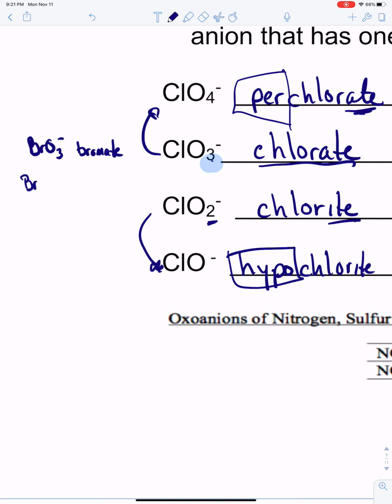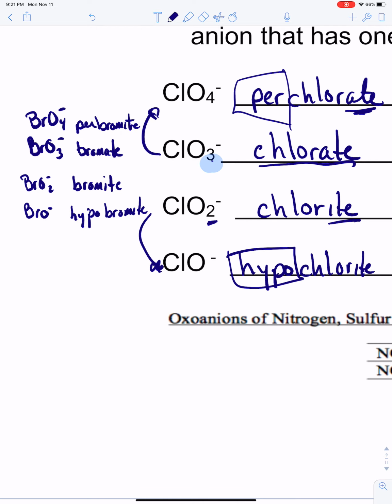So we can go through and do the entire oxoanion series. BrO2 minus would be bromite. BrO minus 1 would be hypobromite. And then we still have one more possibility. BrO4 minus 1 would be perbromite.